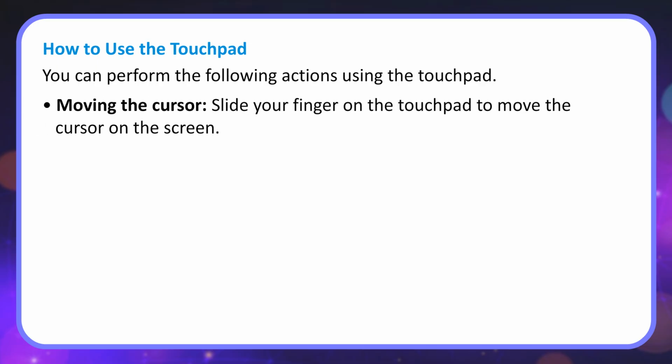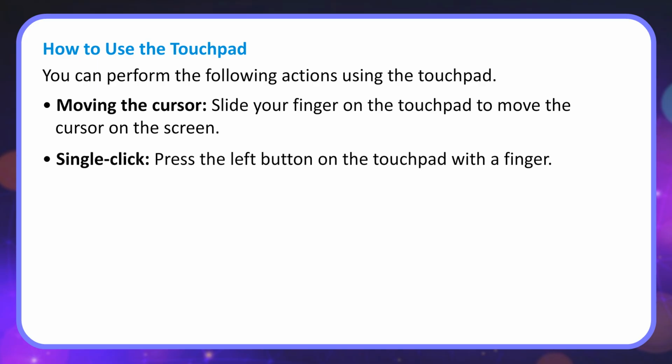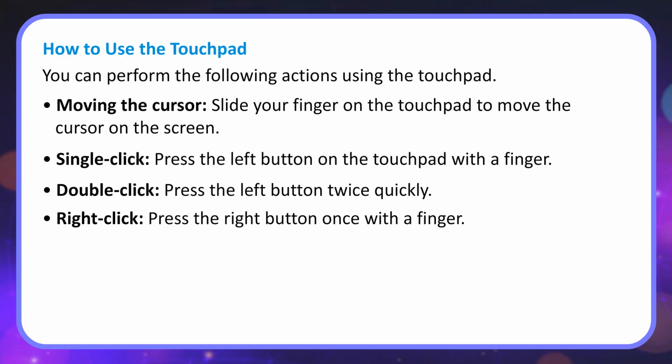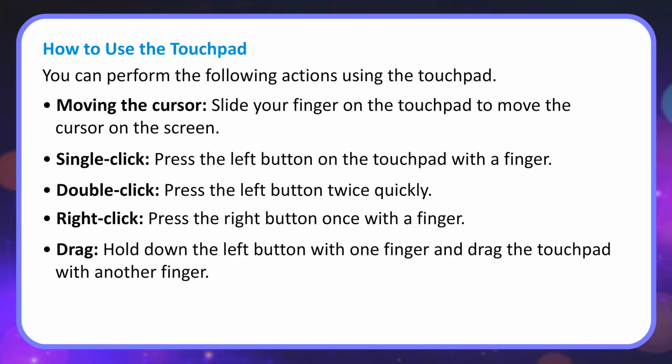Moving the cursor. Slide your finger on the touchpad to move the cursor on the screen. Single click. Press the left button on the touchpad with your finger. Double click. Press the left button twice quickly. Right click. Press the right button once with your finger. Drag. Hold down the left button with one finger and drag on the touchpad with another finger.